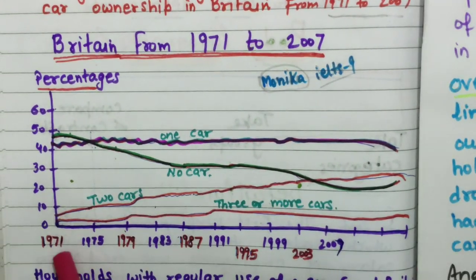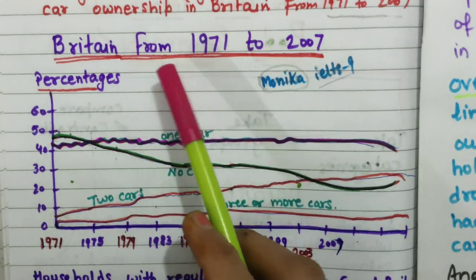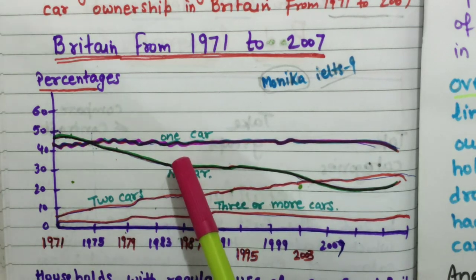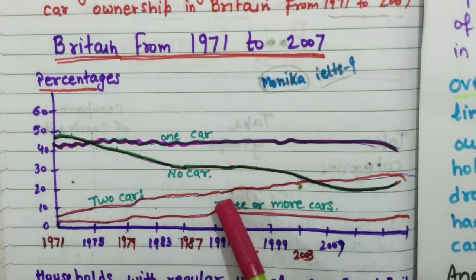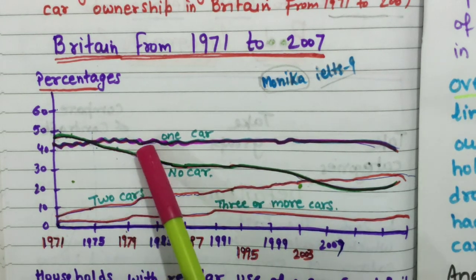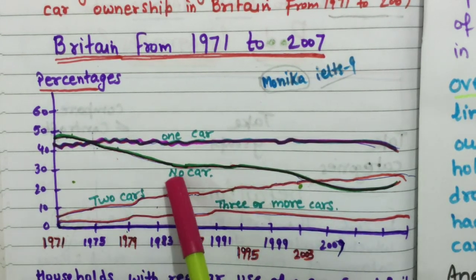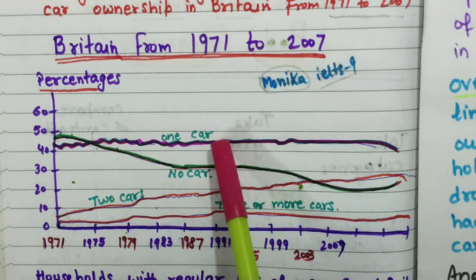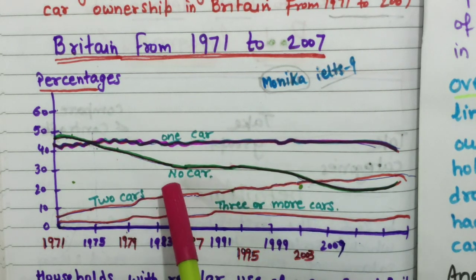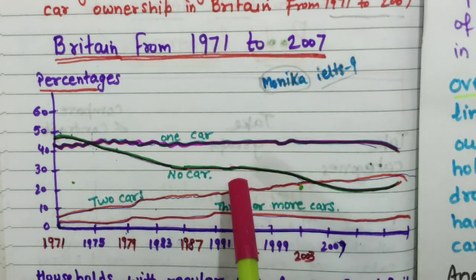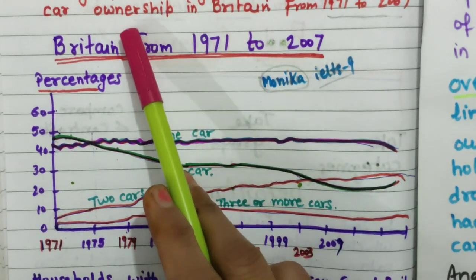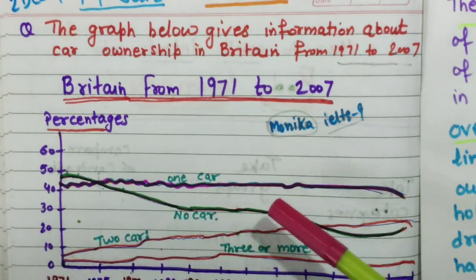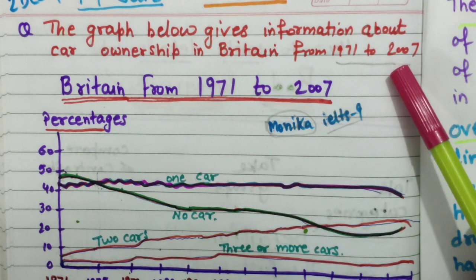Okay, so here you can see we have come to know this is from Britain and these years are there and this data is in percentages. Now come to the main point: I can see 4 line graphs here. One line graph name is one car, another is no car, another is 2 cars and 3 or more cars. It means 4 line graphs with different names. Means car ownership they are talking about. Car ownership means families, car holders in Britain from 1971 to 2007.